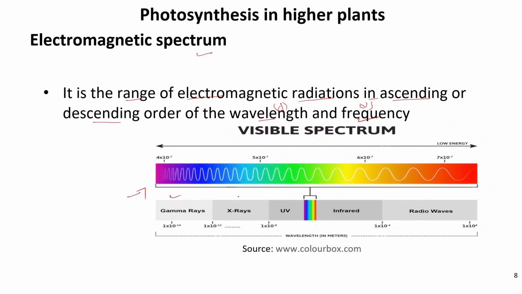First we have gamma rays, we have X-rays, we have UV, and then we have these. This region is the visible spectrum. This region can be perceived by the human eye. That's why it is known as the visible spectrum. Then we have the infrared and then we have the radio waves.